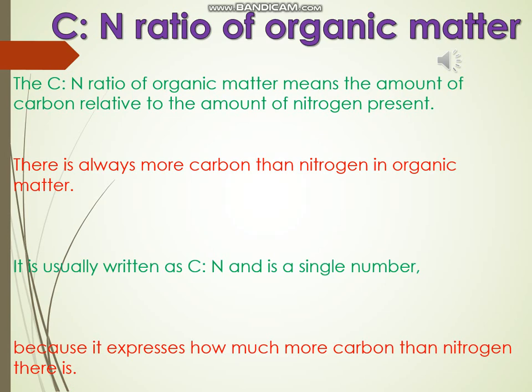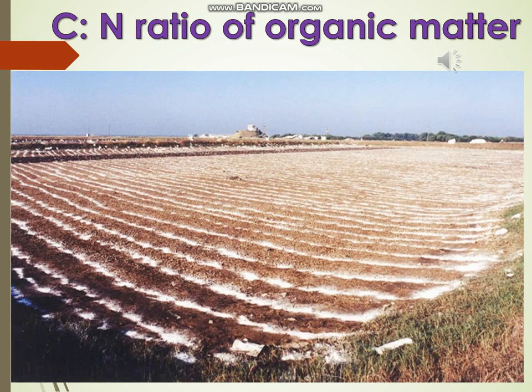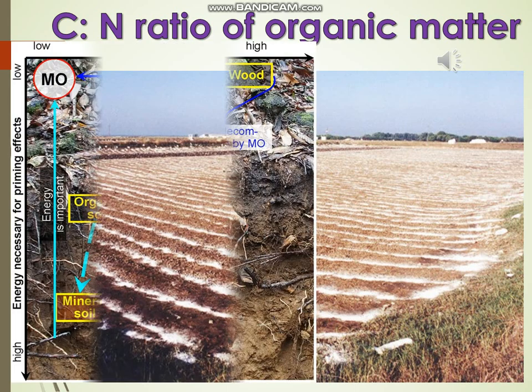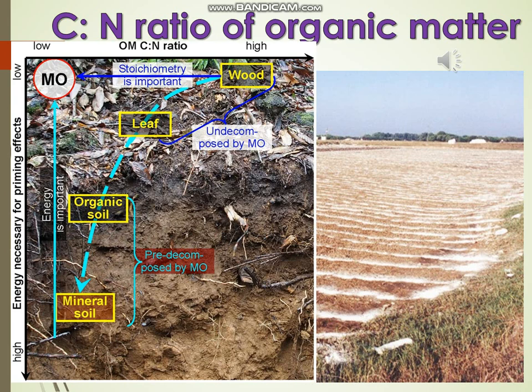For example, if the ratio is 20, this means that there are 20 grams of carbon for each gram of nitrogen in that kind of organic matter. If the ratio is 100, it means that there are 100 grams of carbon for each gram of nitrogen. So, if the number is low, it means that the amount of carbon is reasonably similar to the amount of nitrogen. If the ratio is a large number, it means that there is considerably more carbon than nitrogen.